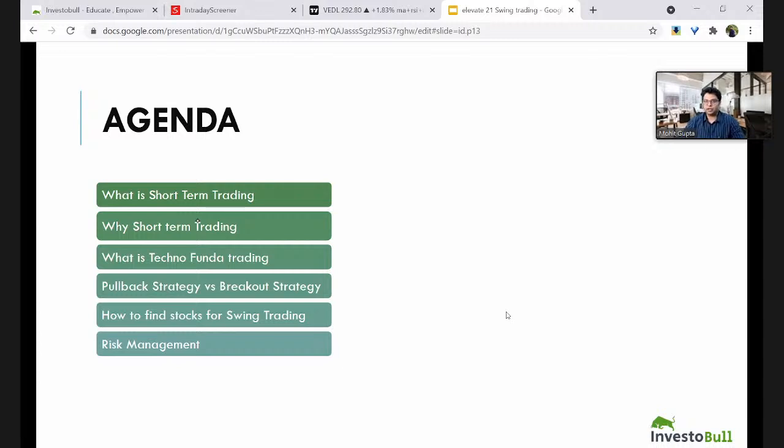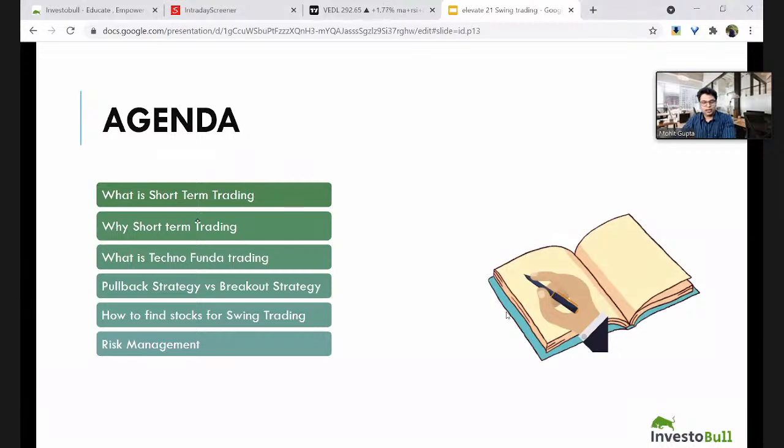It is a style of short-term trading which is very suitable for current market scenarios as well as in general, to avoid all the phases a trader goes through in his trading career, to avoid those losses. It's a very good style of trading with a lot of benefits over the traditional swing trading strategies. We will see two ways in which we can execute this techno-funder trading: a pullback strategy and a breakout strategy. And then we will see how we can use tools to find stocks for this swing trading, along with the risk management and how the execution part is going to be in this trading strategy.